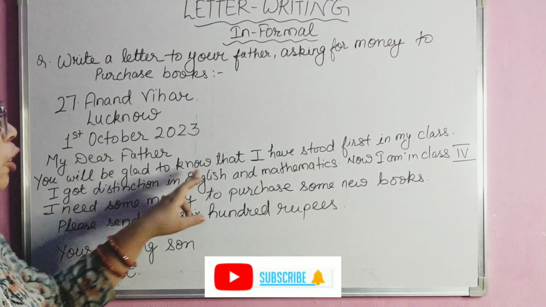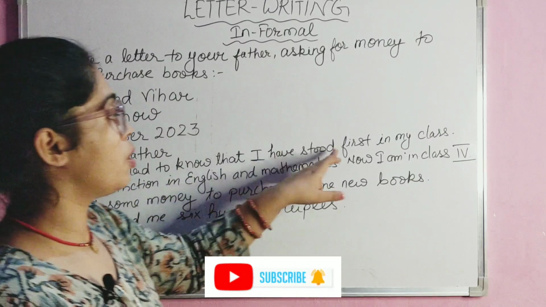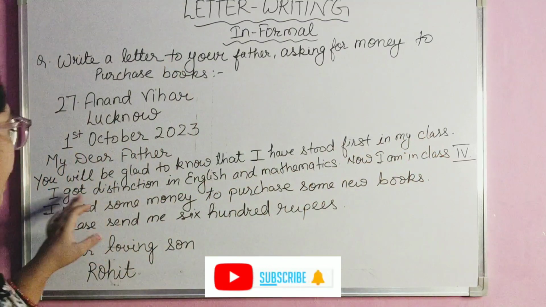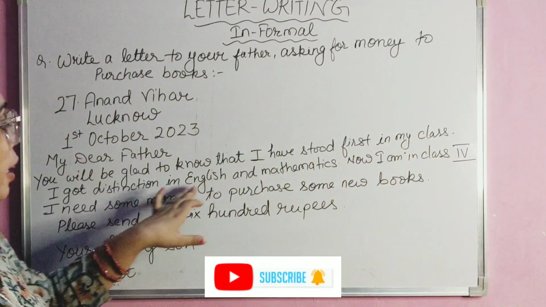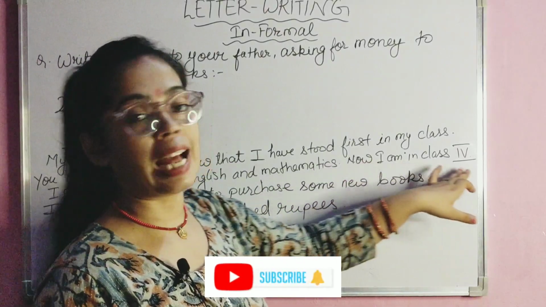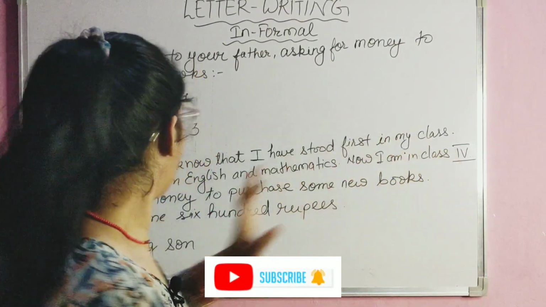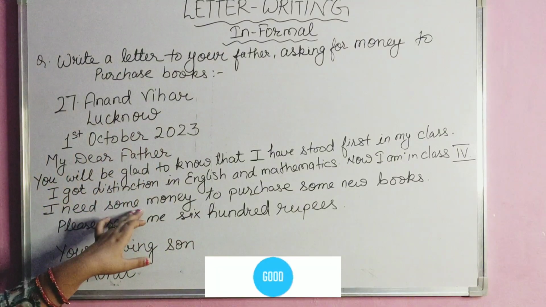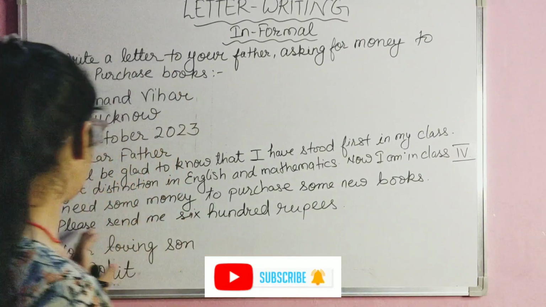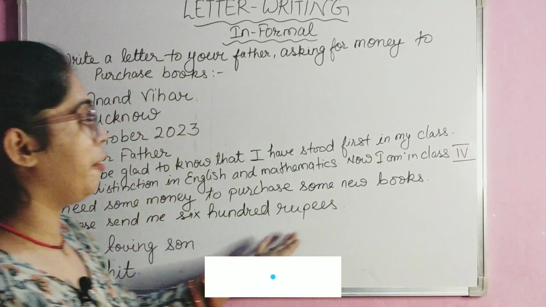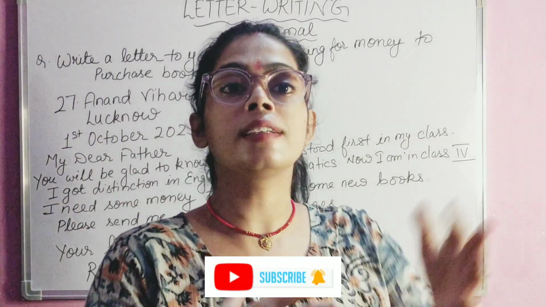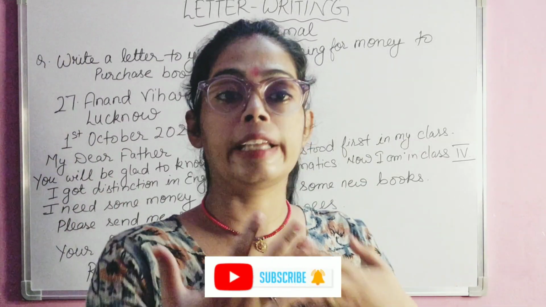You will be glad to know that I have stood first in my class. I got distinction in English and mathematics. Now I am in class 4th. Next, I need some money to purchase some new books. Please send me 600 rupees. So in the body, you have to write the message, what message you want to give.